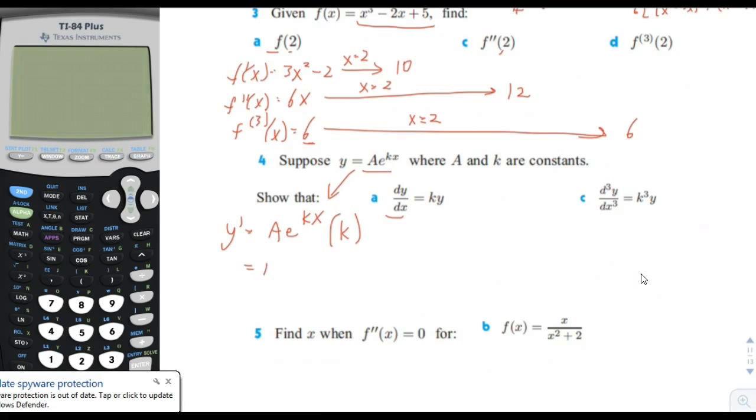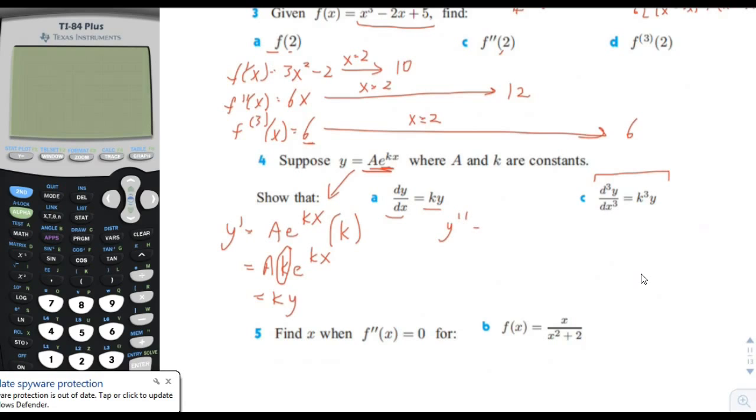So as a result, we have a times k e to the kx, which you can see is very similar to y. The only difference between this and y is the k. So actually it's equal to ky. Hey, what do you know? That's exactly what they asked us to show. Okay. Now, show me that the third derivative of y is equal to k cubed y. Oh, that's interesting. Well, to do that, we're going to have to take the second derivative first.